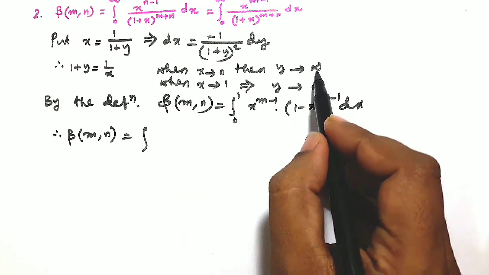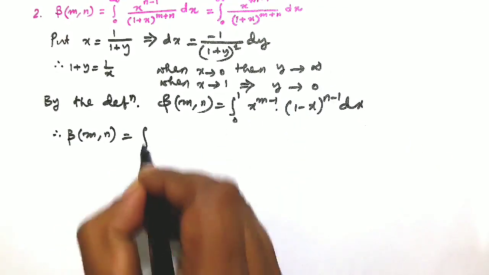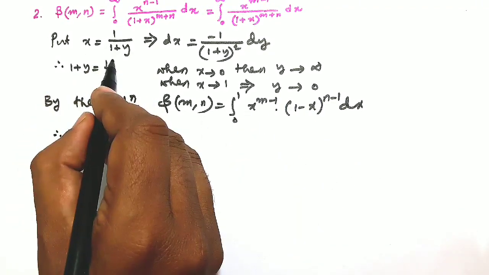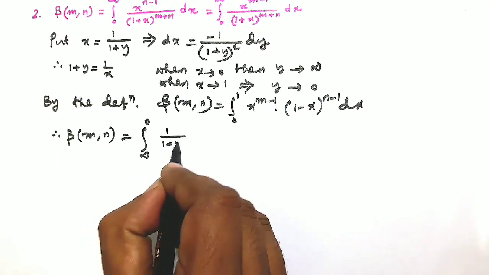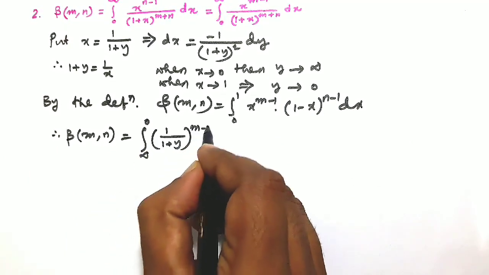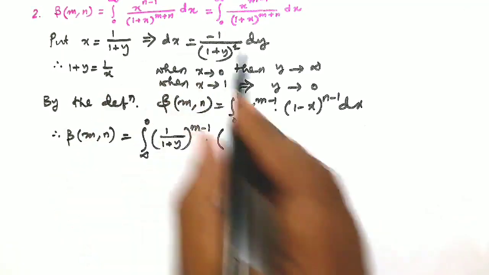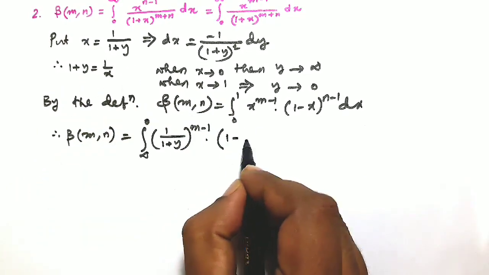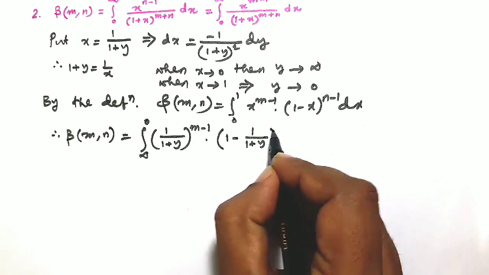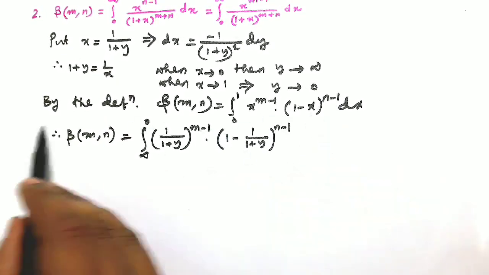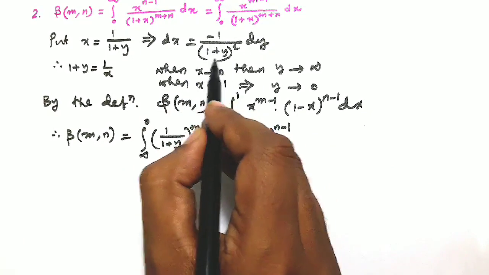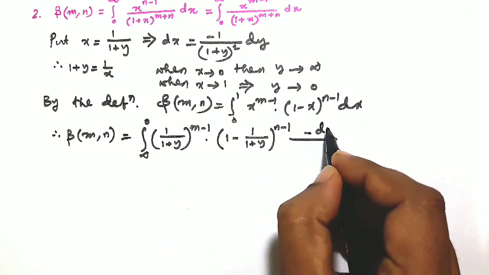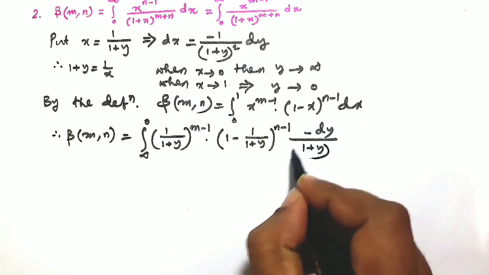Now it has just changed infinity to 0. So this is infinity to 0, and this is x. What is x? x is equal to 1 upon 1 plus y. So 1 upon (1 plus y) whole to the power m minus 1, into 1 minus x, and x is equal to 1 upon 1 plus y. So (1 minus 1 upon 1 plus y) whole power n minus 1, and dx is equal to minus 1 upon (1 plus y) whole square dy. So we have to replace this one also, minus dy upon (1 plus y) whole square.